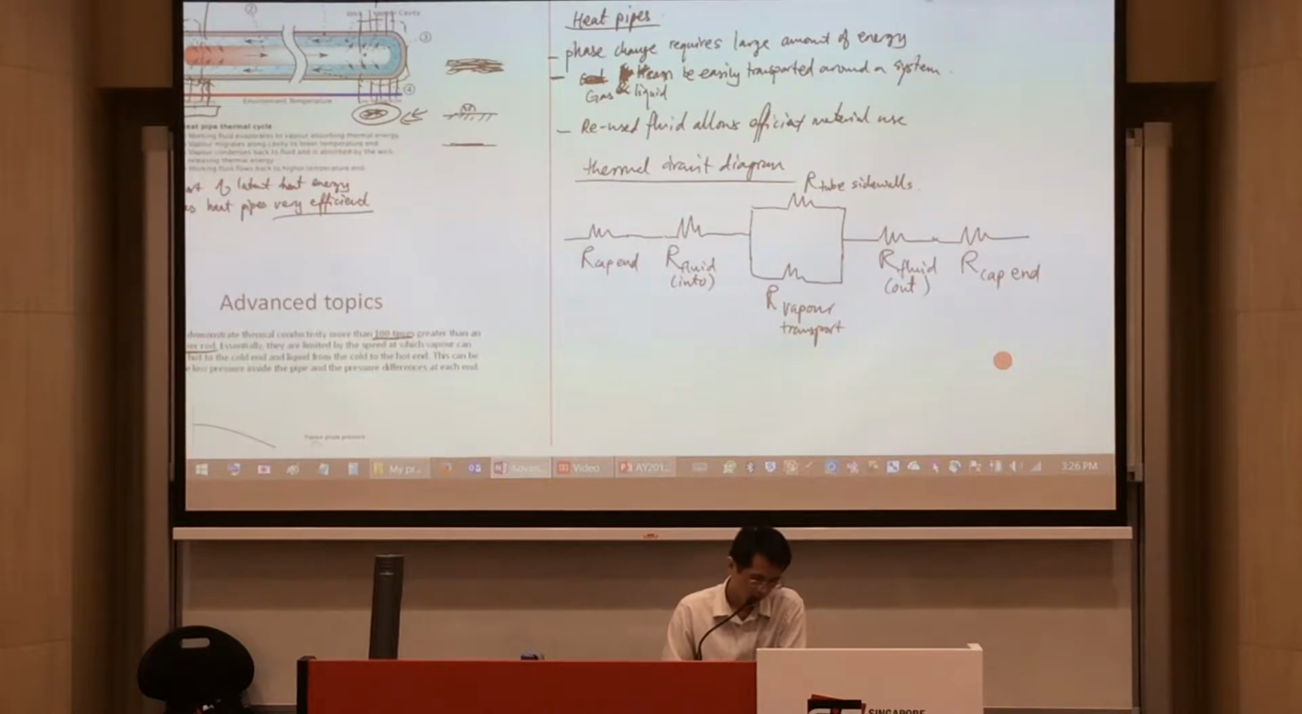Now, I want you to see which one of these resistances do you think will be the largest? Make a guess. The cap end is actually made of, say, copper. So do you think the resistance that you're going to face over there is going to be large, since copper has a pretty high thermal conductivity? It's going to be something that relates to the surface area. Which one will give you a large R?